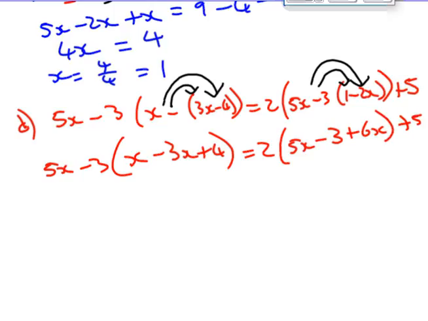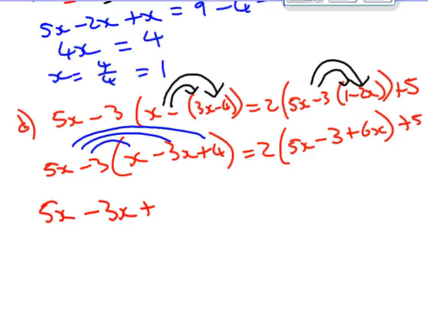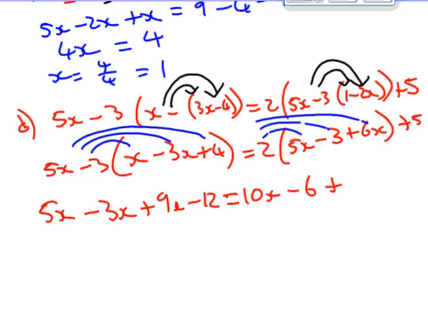Now I've got to deal with my next bracket. So I'm now going to do minus 3 times x, minus 3 times minus 3x, and minus 3 times 4. So I'm going to have 5x minus 3x plus 9x minus 12 equals. And on this side, the 2 goes into each of those. And it's going to become 10x minus 6 plus 12x plus 5. Plus 5 is not affected by that bracket.